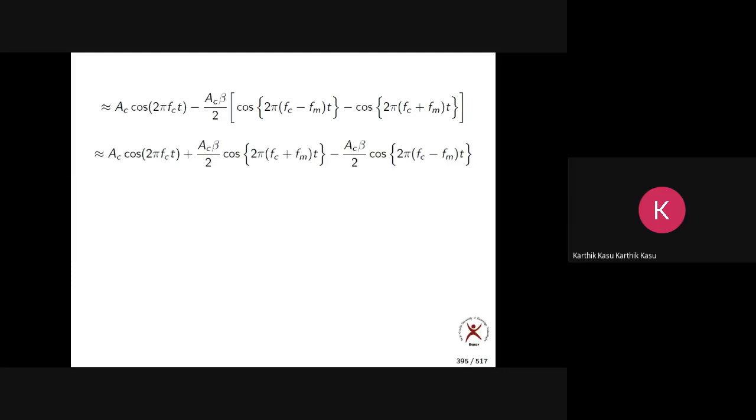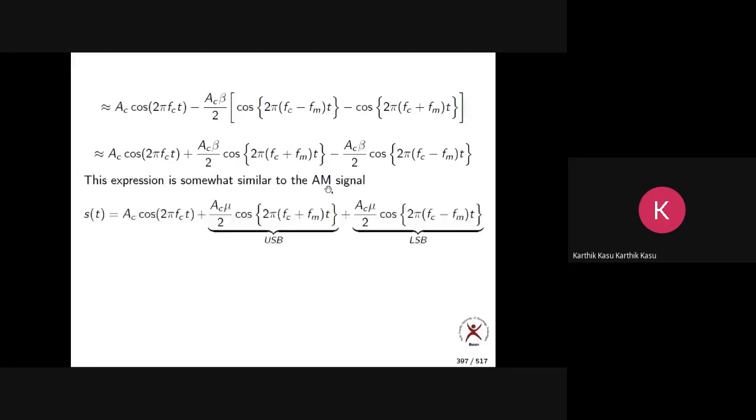It resembles what equation? At least. What equation? It is similar to the AM equation. It is similar to what equation? The AM equation. Okay. So this equation.